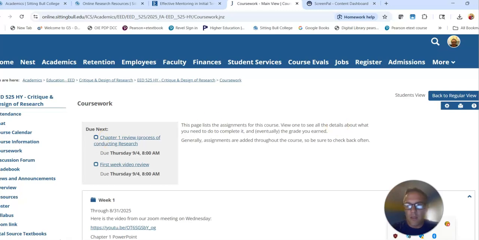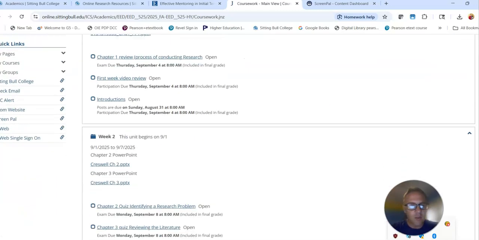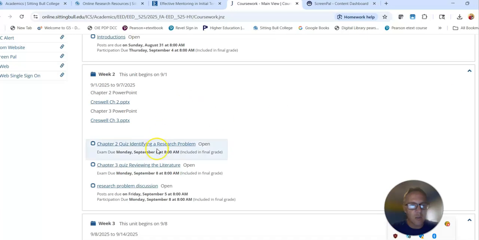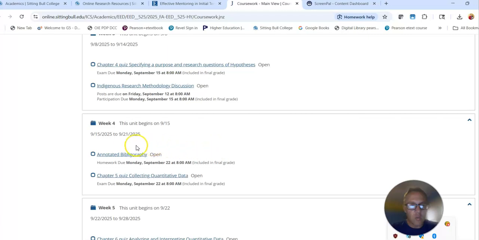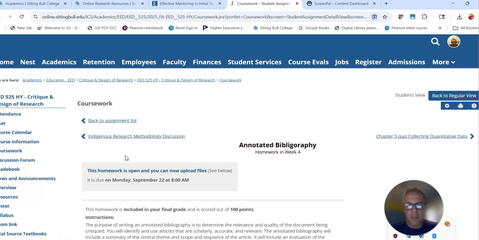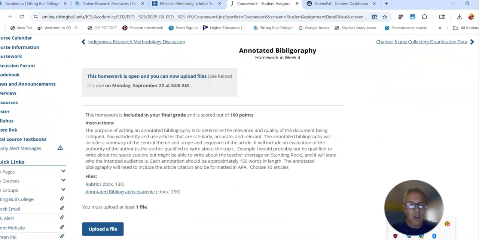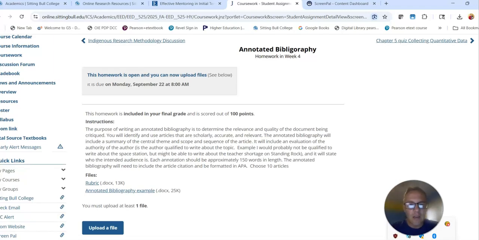So 3 things this week. Thank you for your work so far this first week. So the 2 quizzes and then the research problem discussion. As we look down the road to week 4, I just want to bring your attention to this annotated bibliography. You can start working on this at any time. I talked about it briefly, I think, in the orientation or maybe our class the other day, but I'm going to work on writing and researching and finding articles.